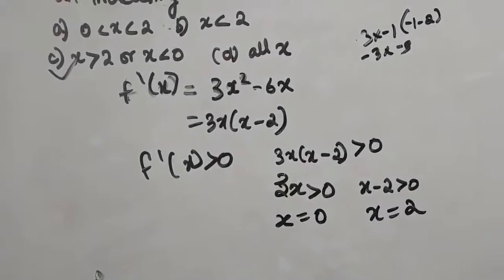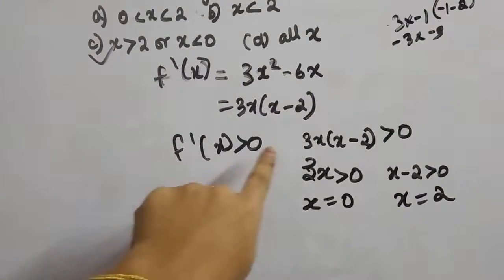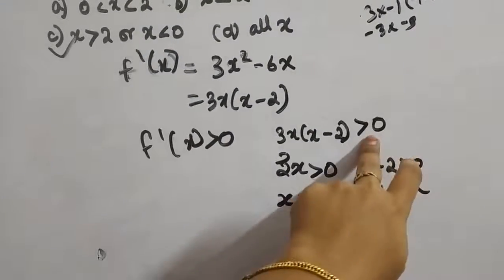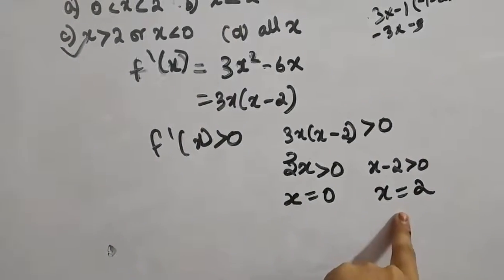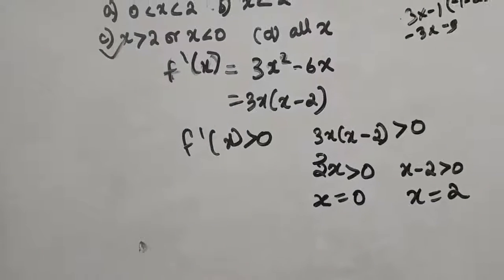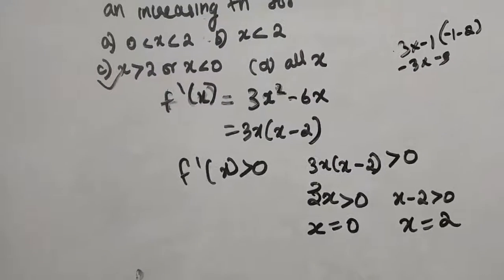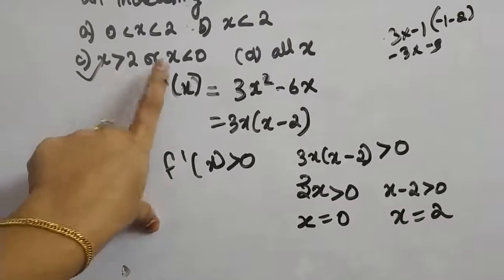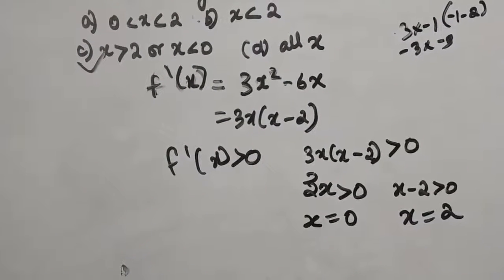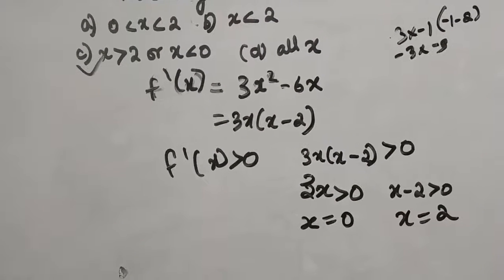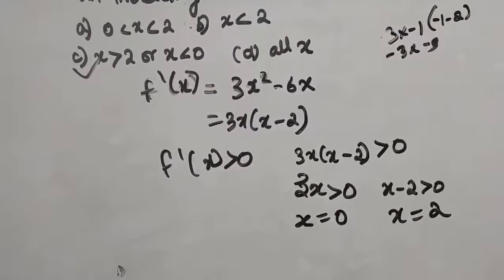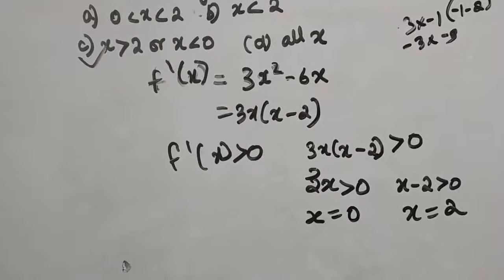So whenever you get a question like this, first find out f dash of x, put it greater than 0. Now if you get two values, find out the values. Now check the interval in which f dash of x is greater than 0. For this particular question, it is increasing at x greater than 2 and x less than 0. For all values of x, it will not be increasing, because we have already found out that it is not increasing in the interval 0 to 2. Understood? So the correct answer is x greater than 2 or x less than 0.